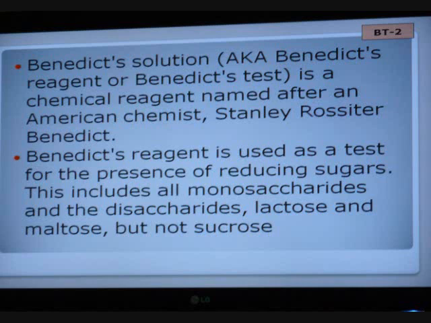It was called Benedict. There's a number of names for it. It always had the word Benedict in it.